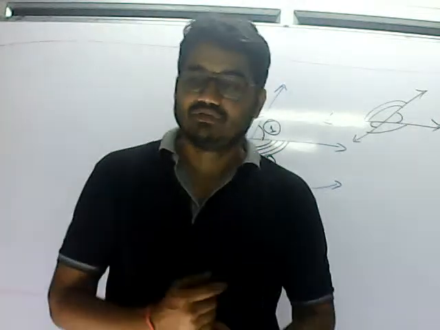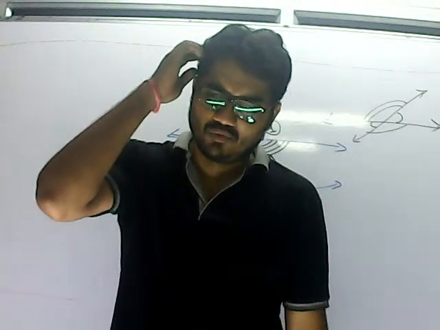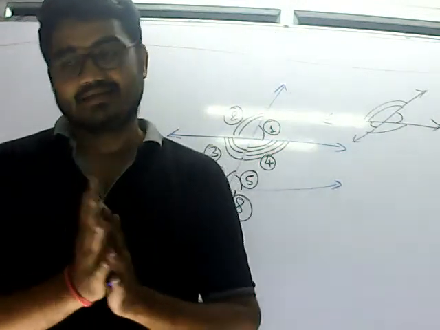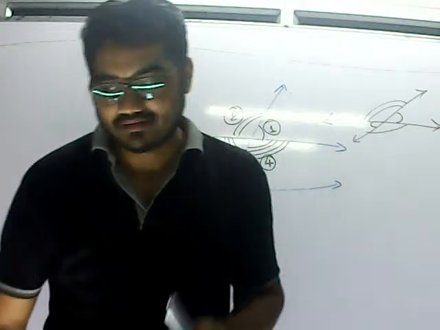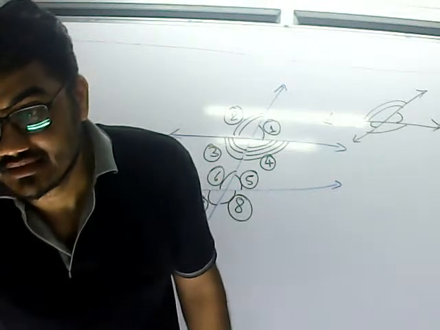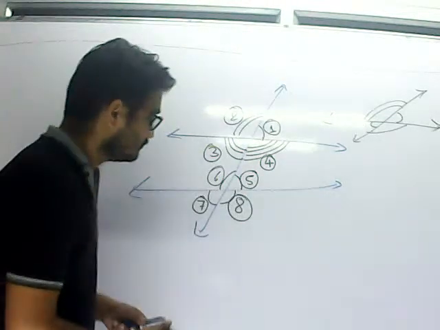Now there is a theorem, or you can say the fixed point, that if the transversal line intersects two parallel lines, then each pair of the corresponding angles are equal. What does that mean? Let us have a discussion on that.